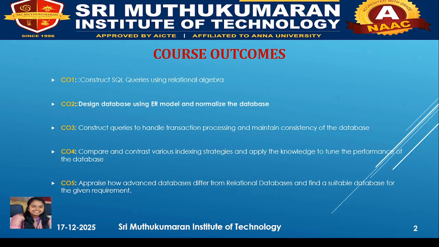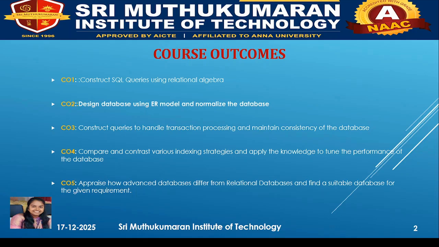to construct SQL queries. Course outcome 2, design database using ER model and normalize the data. We are using queries and then the entity relational model, followed by refining its logical structure through normalization to reduce the redundancy and improve data integrity. And then moving on to course outcome 3, construct queries to handle transaction processing and maintain consistency of the database. It explains the construction of SQL queries to handle the data transaction process from one system to another and maintaining the consistency between them.